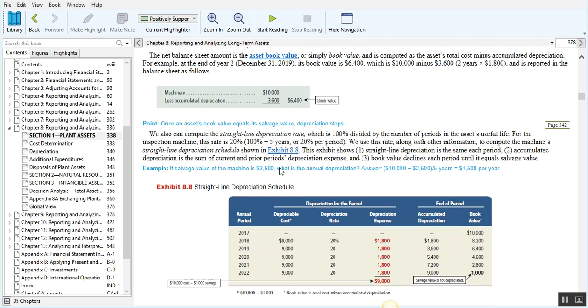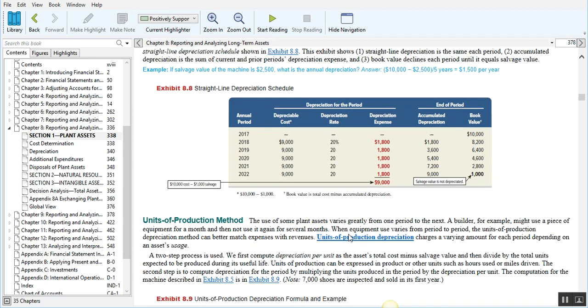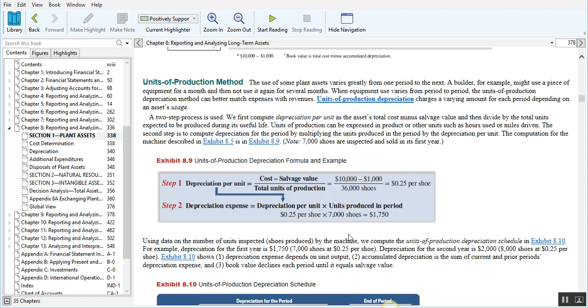Another way of thinking about straight line is looking at the rate of depreciation that we have. So on a 5-year life, we would take 100% divided by 5 years and get a 20% straight line depreciation rate. This rate is going to be important to us when we get to our third method of calculating depreciation. We'll talk about that then, but basically this is going to produce the same result as we did up above when we divided by 5 years.